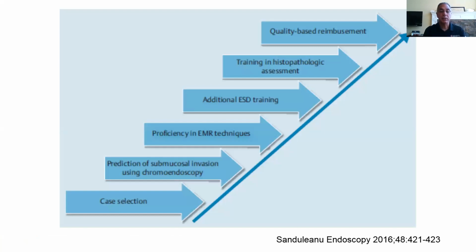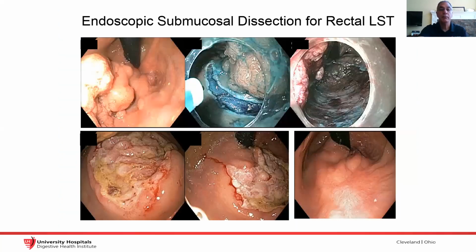This is the ladder of training. Case selection is paramount. And again, very early on, people should be trying to predict submucosal invasion using chromoendoscopy and high definition. And only after that can you get proficient in EMR techniques. Then after you're proficient in EMR techniques, it's reasonable to start ESD training. There's also the training in histopathologic assessment that's important, and then you can market yourself and account for the extra time applied to some patients for ESD.